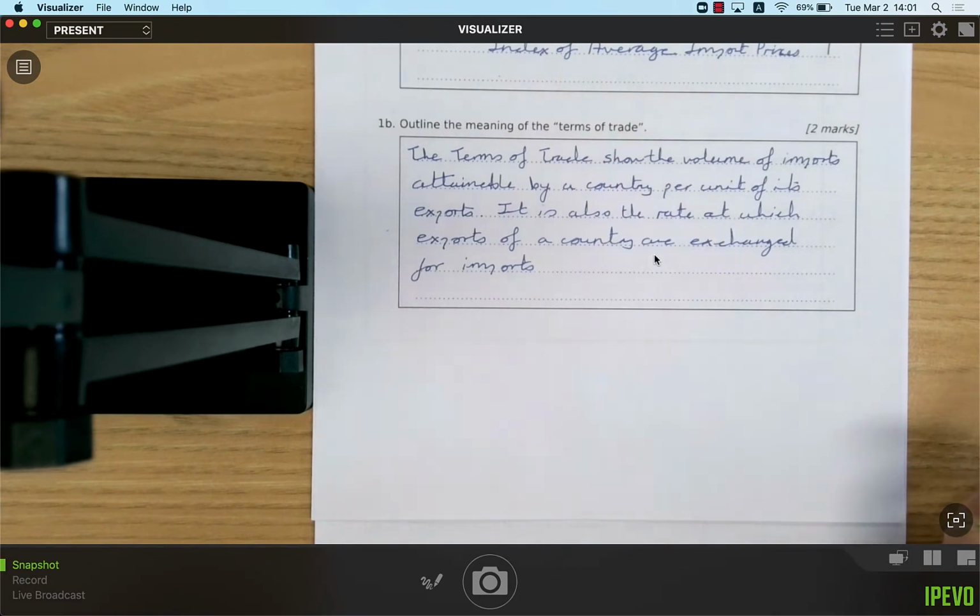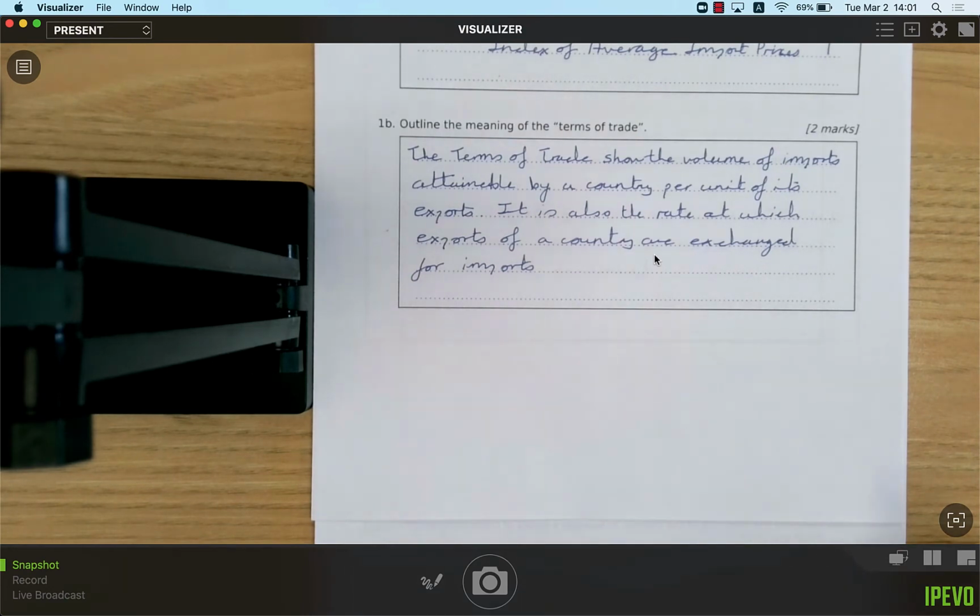Now, outline the meaning of the terms of trade. Well, this is what it is, okay? So the terms of trade shows the volume of imports attainable by a country per unit of exports. Now, that's enough for one of them, that's enough for a definition. So it shows how much imports a country can get for 1 unit of its exports.